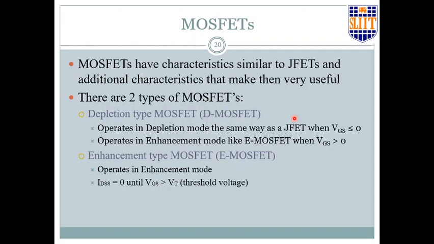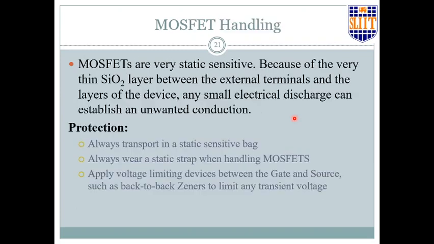The depletion type MOSFET can operate in both modes, enhancement mode and depletion mode, whereas the enhancement type MOSFET can operate only in the enhancement mode of operation. We will see why. This is just a summary at the beginning, an introduction. Later on, by looking at the construction, we will see why these are so.